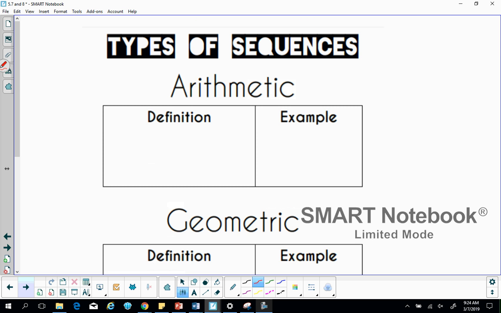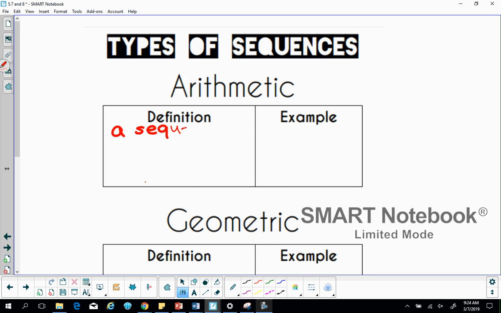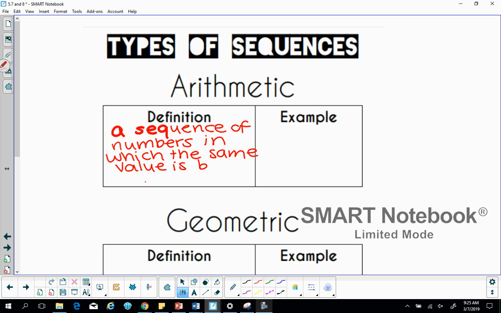So arithmetic. You're writing this on a small half sheet of paper. Arithmetic is a sequence of numbers in which the same number, the same value, is being added or subtracted.